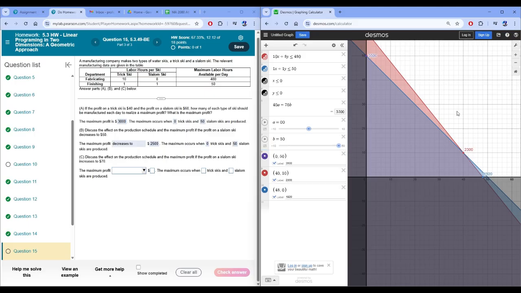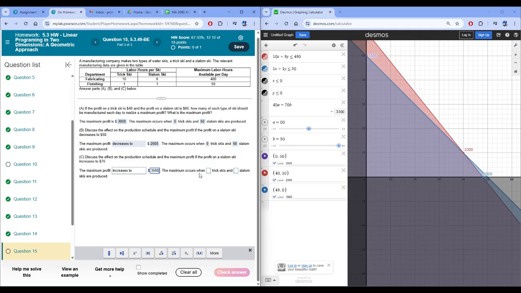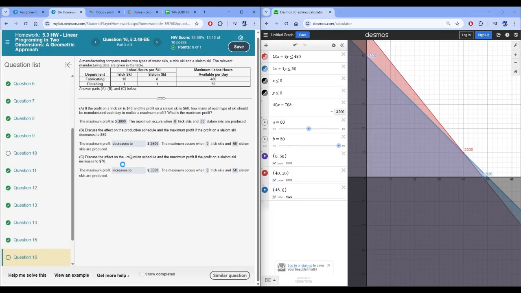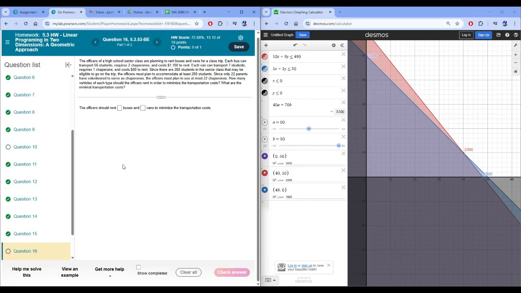So where does my maximum profit occur? It increases to 3500, occurs when 0 and 50. There we go. Nice. Okay. 1, 2, 3 more questions.